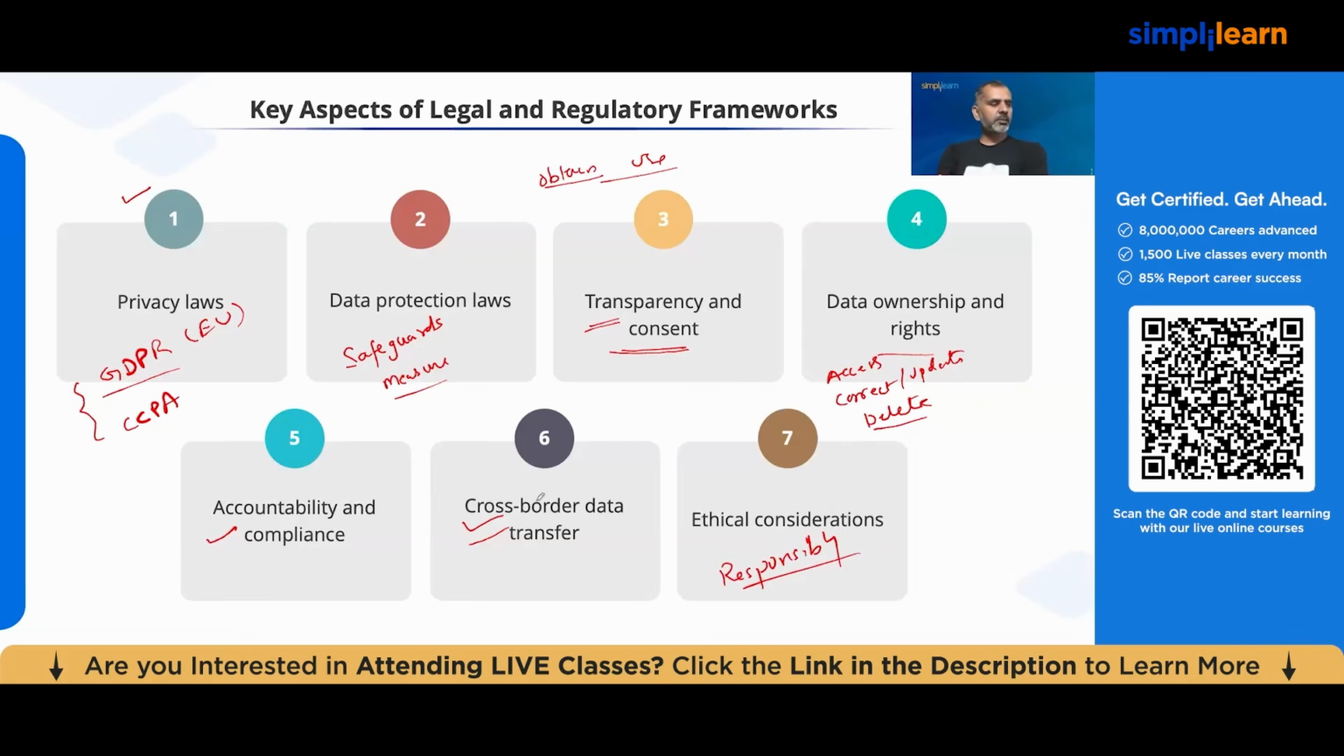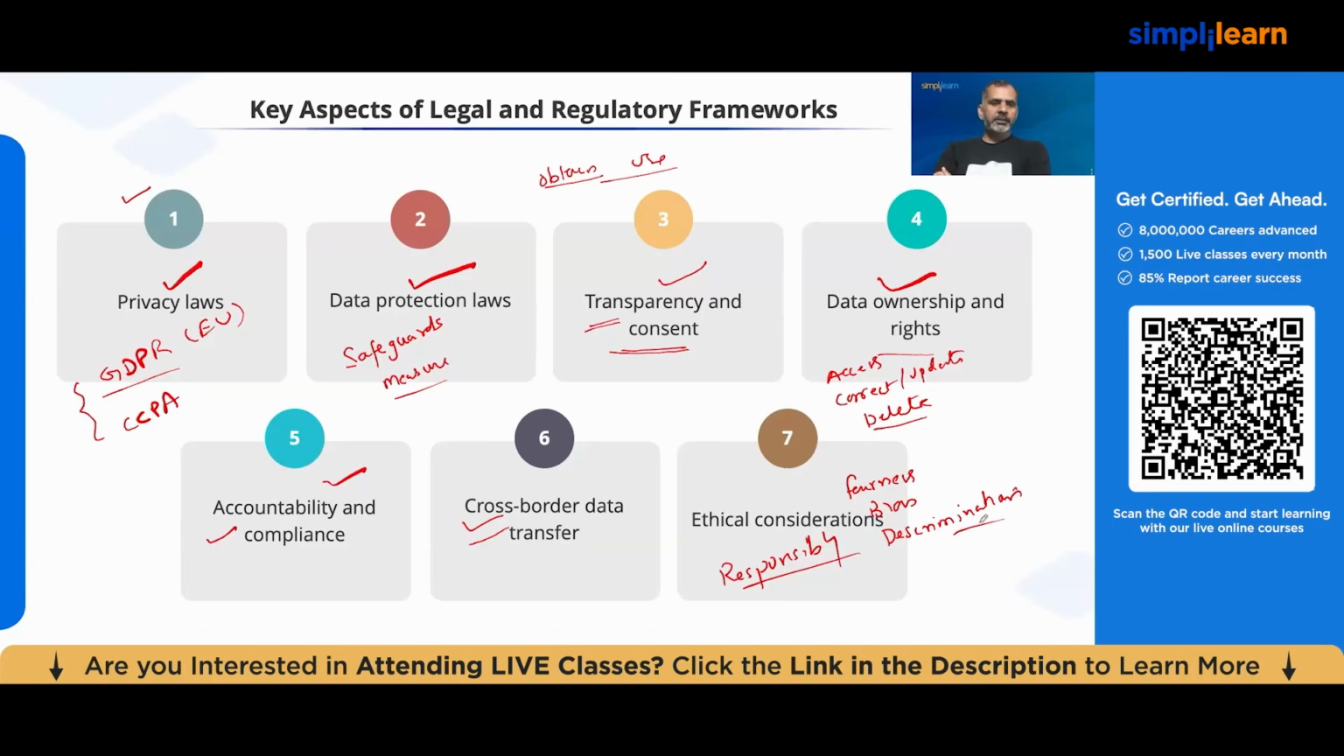So the major key aspects of any legal or regulatory framework are these seven: privacy law, data protection law, transparency and consent framework, data ownership law, accountability and compliance law, cross-border data sharing law, and finally some ethical considerations regarding fairness, biasness, and discrimination.